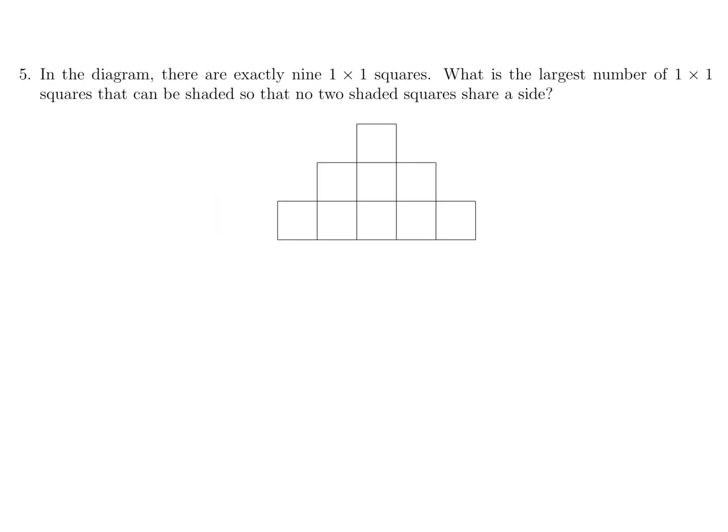In the diagram, there are exactly 9 1x1 squares. What is the largest number of 1x1 squares that can be shaded so that no two shaded squares share a side? All right, let's see. If I shade that one, that one, and that one, then no two shaded squares share a side. And how many did I shade? 1, 2, 3, 4, 5, 6. So 6 is the answer.